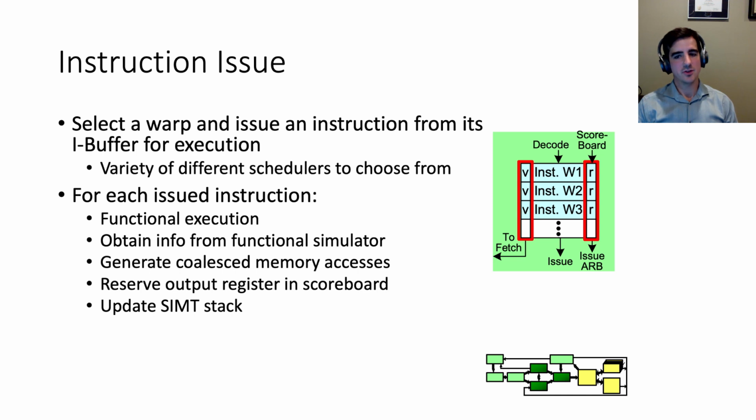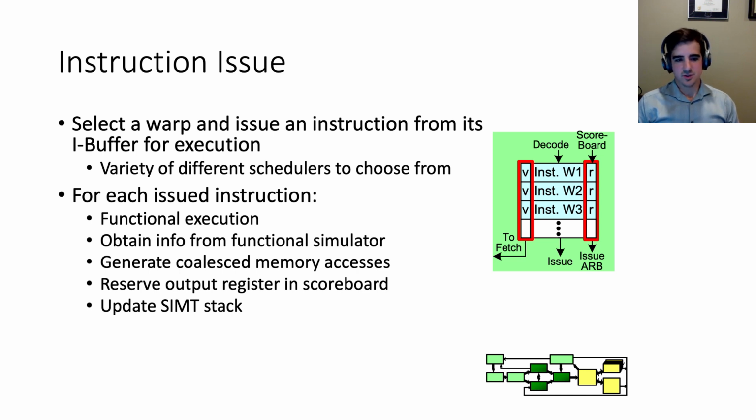And so when we do the issue, we first tell the functional simulator we want to execute this machine instruction. We get the result back, and then we can use that result inside the timing model, whatever we want. If it's a memory access, we will figure out how coalesced it is and figure out how many accesses this instruction will generate. And so we need to know what addresses every thread is accessing, and then we figure out from that how many memory accesses end up being generated.